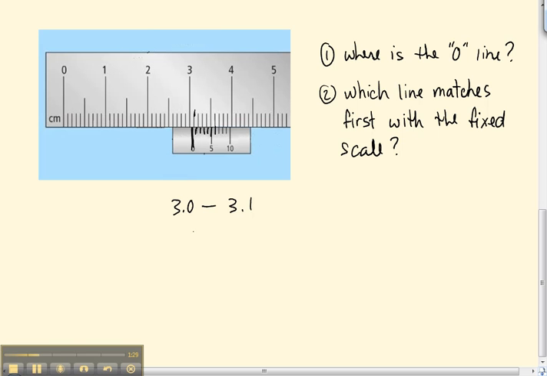So in other words, I know it's 3.0 something. This something comes from right here, which is 3.06. So that would be 3.06 centimeters. And that's how that works.